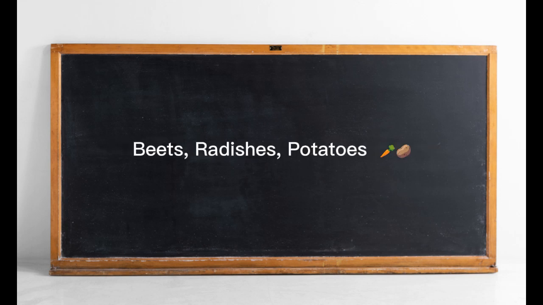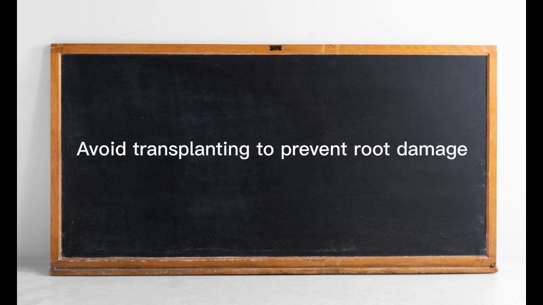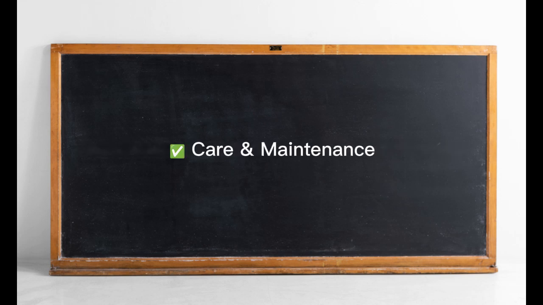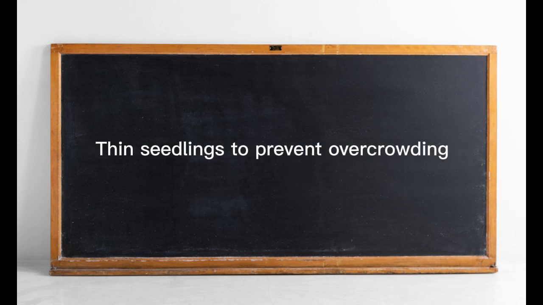2. Root vegetables. Growth cycle: biennials. Best practices. Planting: directly sow seeds into loose, well-aerated soil. Avoid transplanting to prevent root damage. Care and maintenance: keep soil moist but not waterlogged. Thin seedlings to prevent overcrowding.